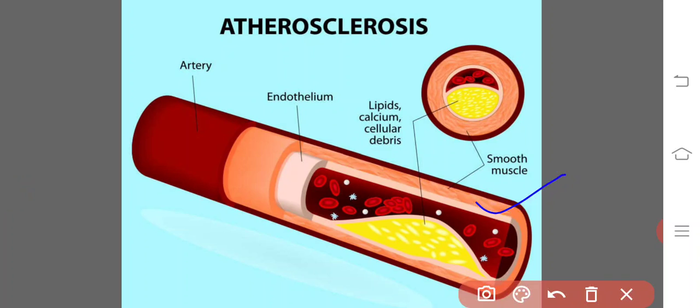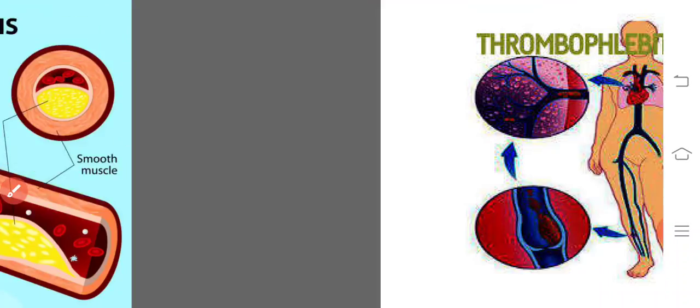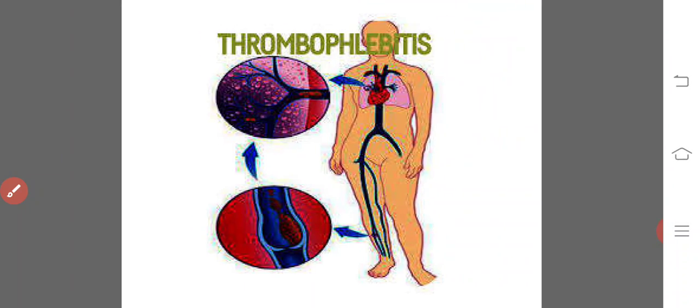The treatment for atherosclerosis may be in two ways. One is bypass surgery, another one is angiogram, or rather angioplasty. Coming to the third kind of disease, thrombophlebitis. Thrombophlebitis is somewhat related to the peripheral veins.